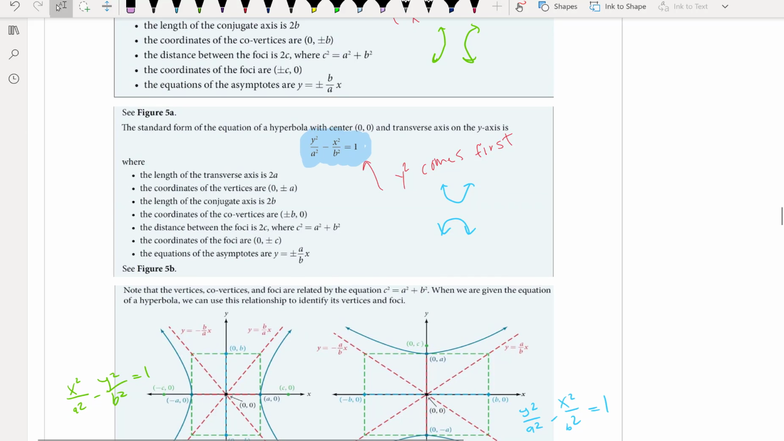I'm talking about this. Since the y squared came first, this is how I'm going to find the certain information that I need. I know that the vertices are going to be here, which is 0 plus or minus a. I know that my co-vertices is going to be here, where I have plus or minus b comma 0. And I also have the foci as 0 comma plus or minus c. And here I have that the foci is going to be c squared is equal to a squared plus b squared. Okay, so I'm going to go ahead and write that information down so I have it as a reference.